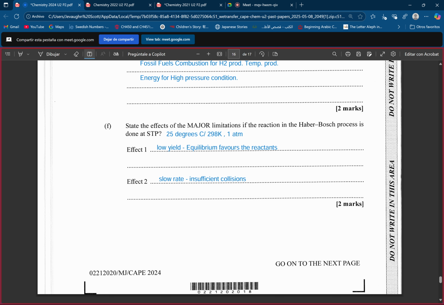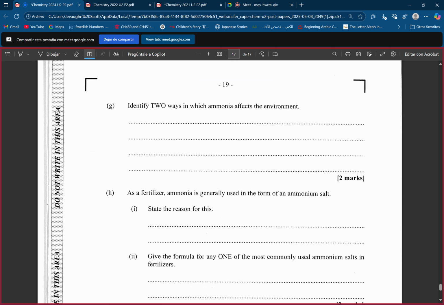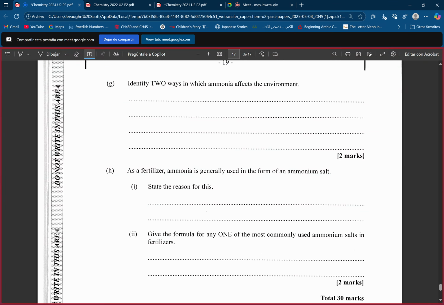all right? So completing this paper, almost done. Identify two ways in which ammonia affects the environment. Any two ways. Eutrophication. All right, lovely. So when we use the ammonia and the fertilizers, and then we have a heavy rain, etc., it runs off into water bodies. It can cause eutrophication. All right, lovely.